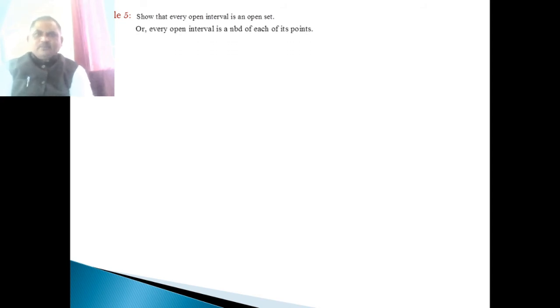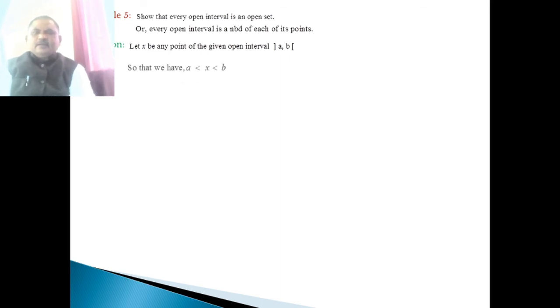Next, example number 5 says: show that every open interval is an open set. Every open interval is an open set. Or, another statement: every open interval is a neighborhood of each of its points. These two have the same meaning. And the solution of this example: let x be any point of the given open interval AB.